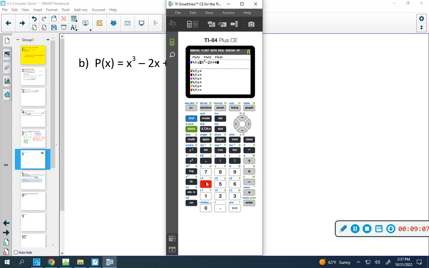Plus 4. Good graph. Okay, so it looks like at -2. I'm just going to verify on the table. I like to be dramatic, let me scroll it up. Yep, -2 looks like a win.